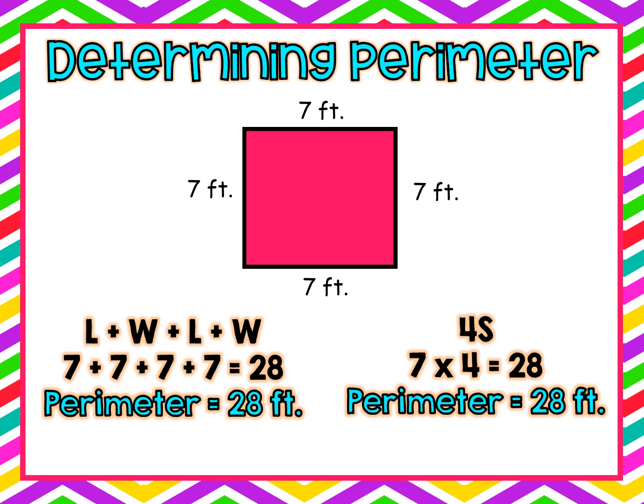I can also use the formula 4S to determine the perimeter of the square. 7 times 4 is 28. Once again, the perimeter of the square is 28 feet.